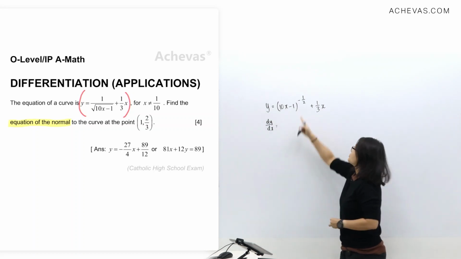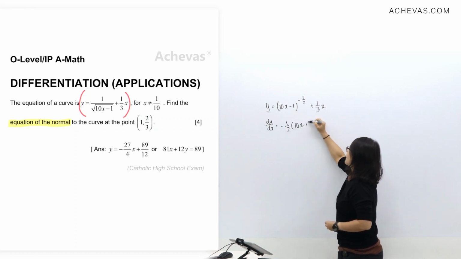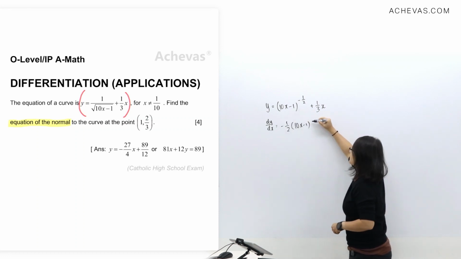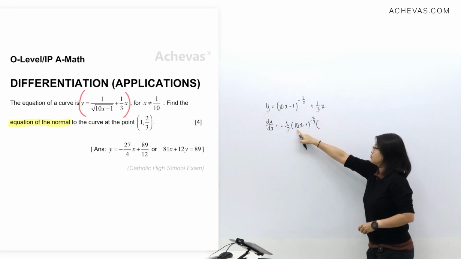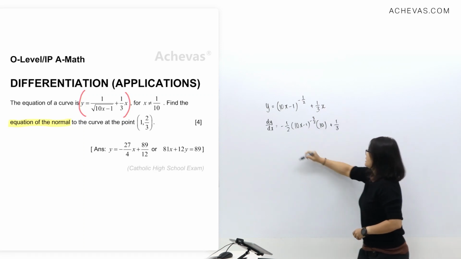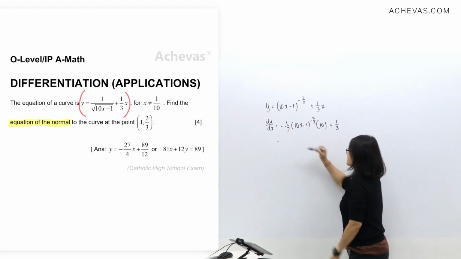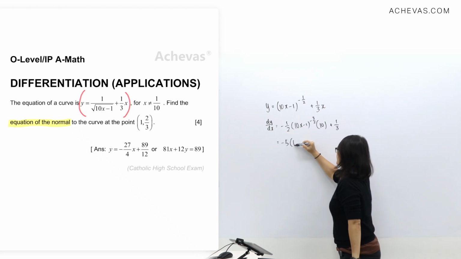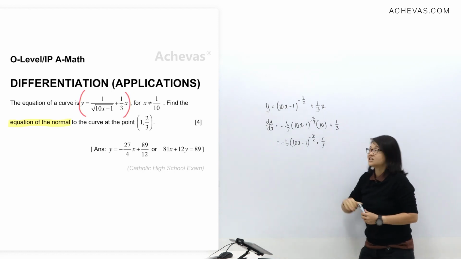Handling the power first, bring down the power to the front and reduce the power by 1. Negative half minus 1 is going to be negative 3 over 2. Then we differentiate the inside of the bracket. It will give me a 10 here. Differentiating 1 over 3x, the answer is 1 over 3. Let's simplify this one here. Negative half times 10, that's a negative 5. This is the gradient for this curve here.